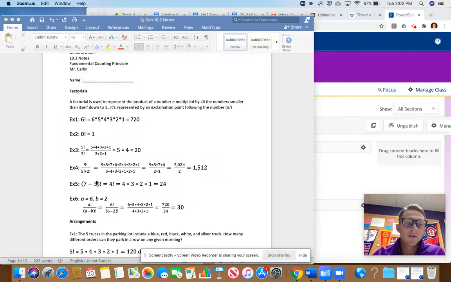7 minus 3 factorial, let's just work inside the parentheses first. 7 minus 3 is 4. 4 factorial is 24.